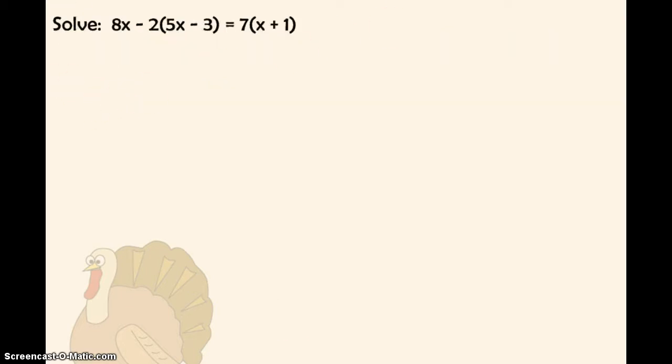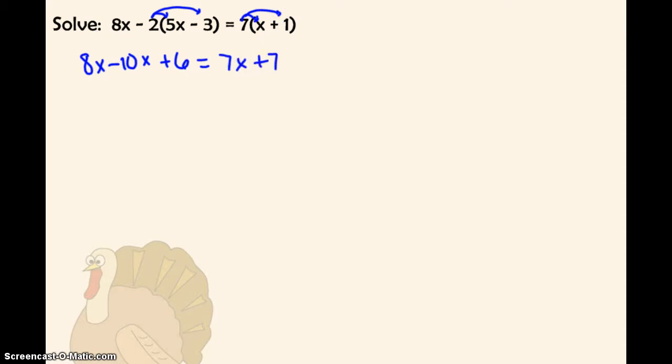So let's take a look at a basic example. We've got 8x minus 2 times the quantity of 5x minus 3 equals 7 times the quantity of x plus 1. So automatically we know we have to distribute. Distribute a negative 2. So negative 10x plus 6 equals, on the right hand side we're distributing a positive 7, 7x plus 7.